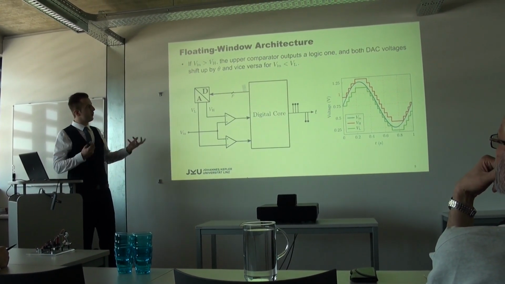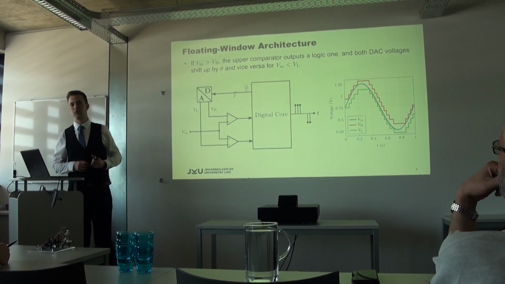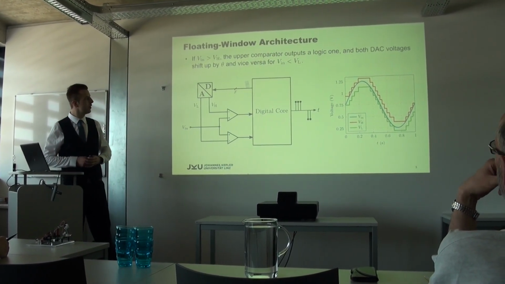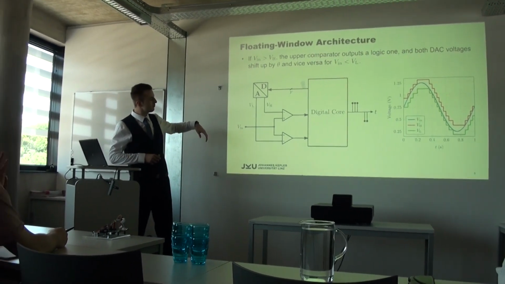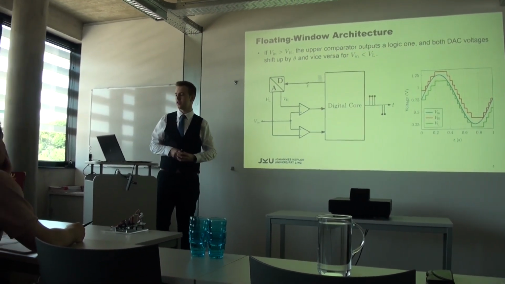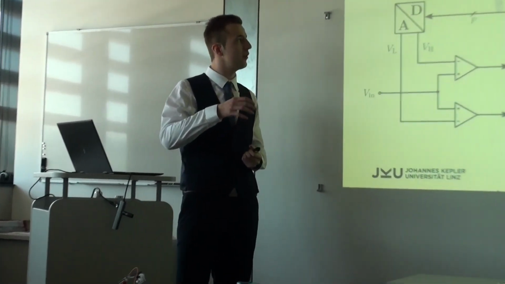How can we implement event-based ADCs? There are basically two topologies. One is the floating window architecture. Here, when the input signal rises above the upper threshold voltage, the output of the comparator is a logic 1, and both threshold voltages are shifted by the threshold theta. So the window is floating with the input signal, hence the name.